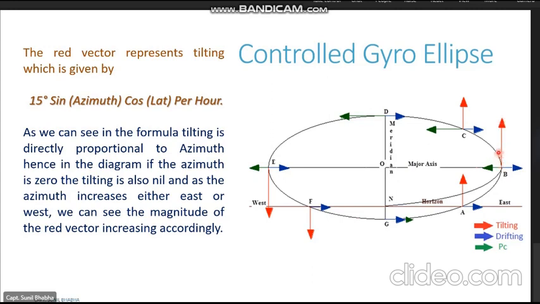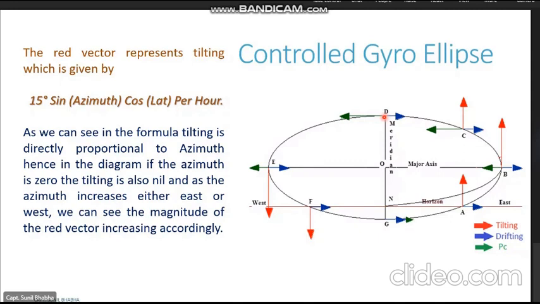After point B, the spin axis moves on to point C, point Charlie. Now at point Charlie, the azimuth is reducing because the spin axis is coming back towards the meridian. With the azimuth reducing, the tilting also reduces. Tilting is directly proportional to azimuth. So tilting also reduces, and you see the tilting vector becoming shorter than what it was at point Bravo. As you go from Charlie to Delta, at point Delta, the azimuth becomes 0. So going from point Charlie to point Delta, as the azimuth keeps coming down, the tilting vector also reduces in magnitude and eventually becomes 0 at point Delta.